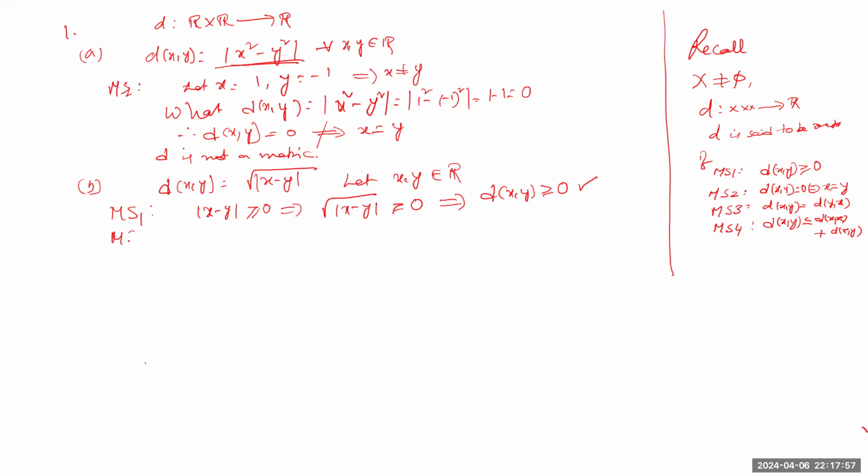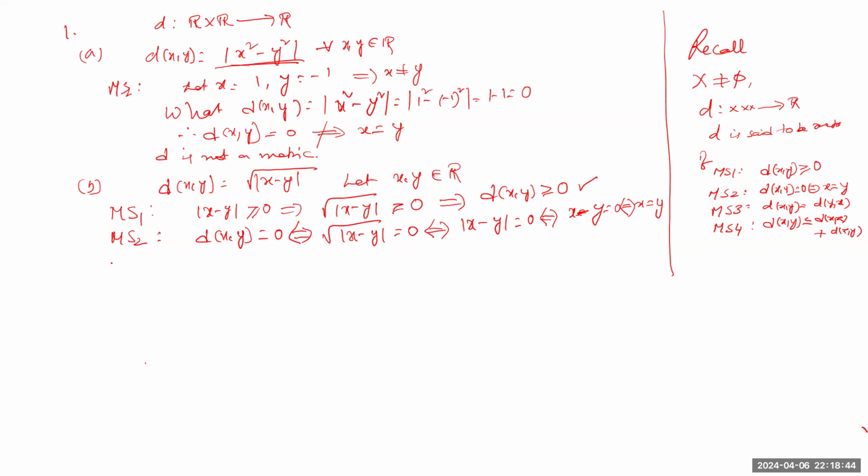What is MS2? That is, d(x, y) equals 0 implies the square root of the modulus of x minus y equals 0. That implies, since the square root is 0, the modulus of x minus y equals 0. Implies x minus y equals 0. Implies x equals y. So you can easily come in reverse order and you will get d(x, y) equals 0.